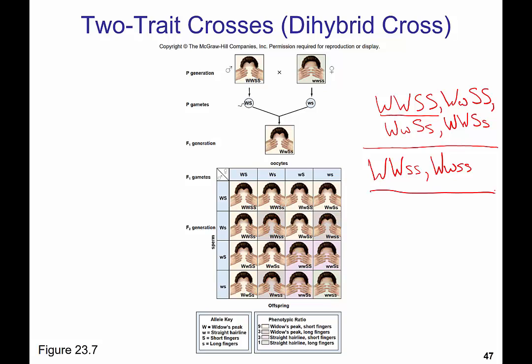Looking at the third phenotype that's possible, straight hairline and short fingers, the only way to have straight hairline is to have two recessive alleles, but to have short fingers, we could either have two dominant alleles or one of each. That's what's represented by these three here. The last phenotype we have is straight hairline and long fingers. Those are two recessive traits. There's only one genotype that's possible for that. That is represented by this last square.